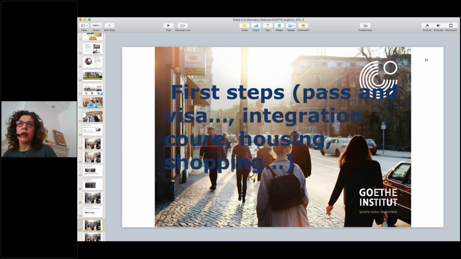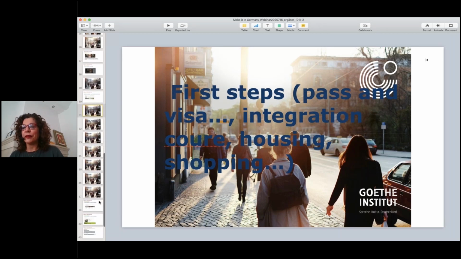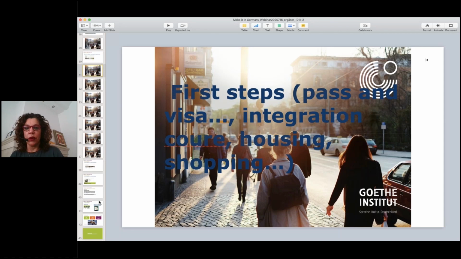The other aspect of these first steps at the portal is housing. If you are looking for accommodation and you want to know the rules of living with other people in a home, you have here also the possibility to know more about living with others, about neighborhood in Germany. If you don't know how a supermarket in Germany functions, you have also in this section a possibility to know more about that.